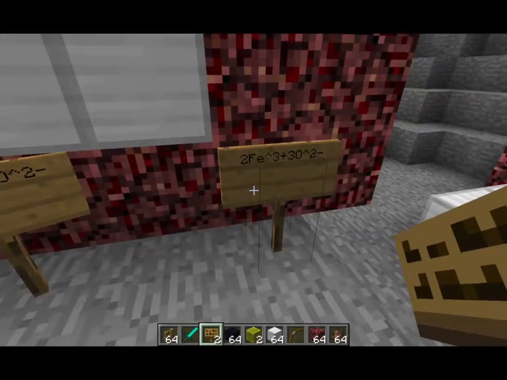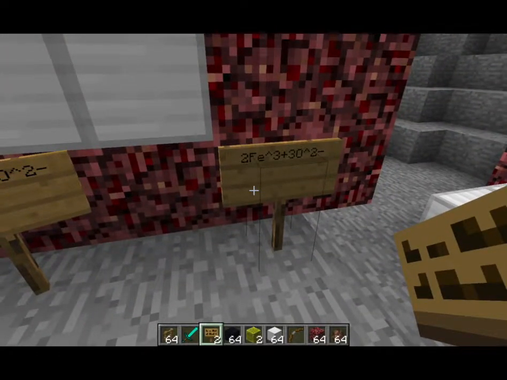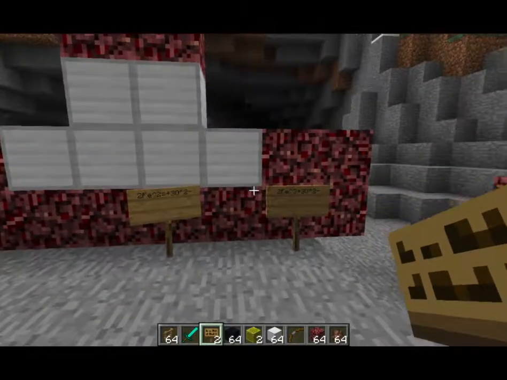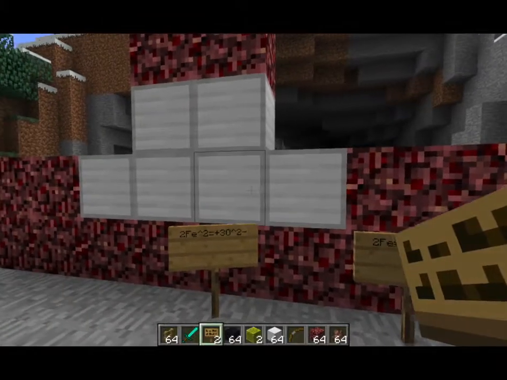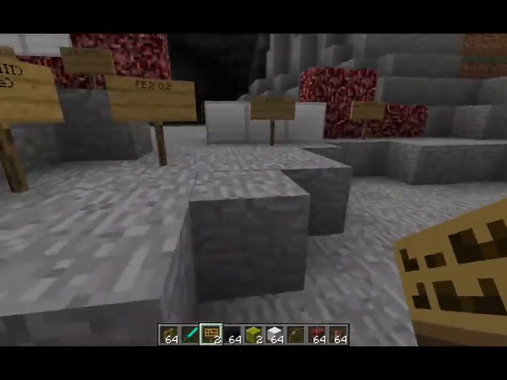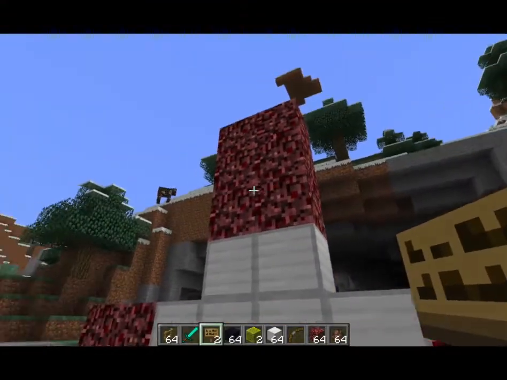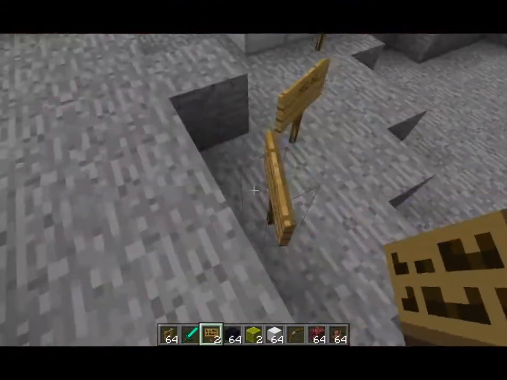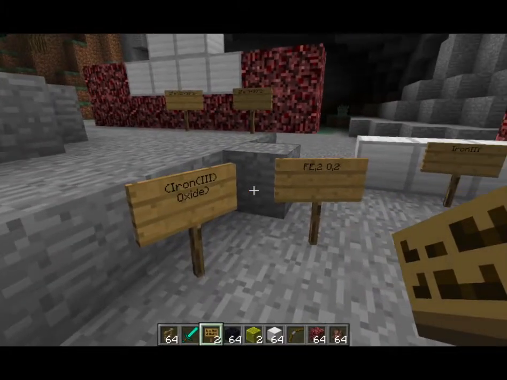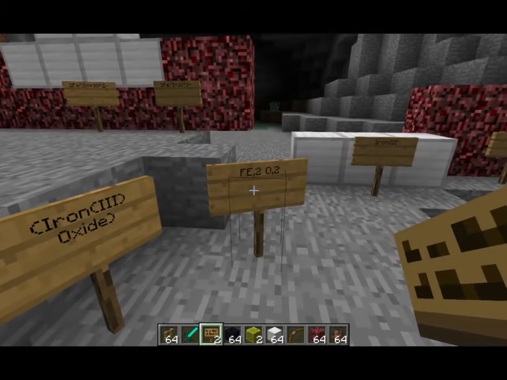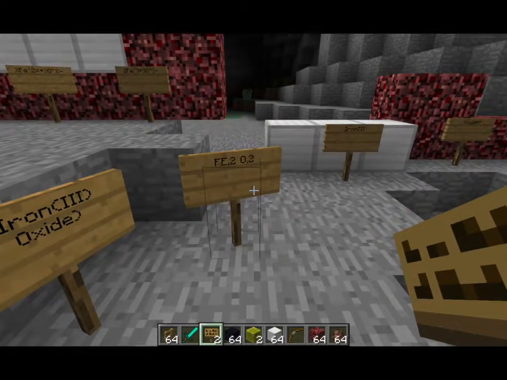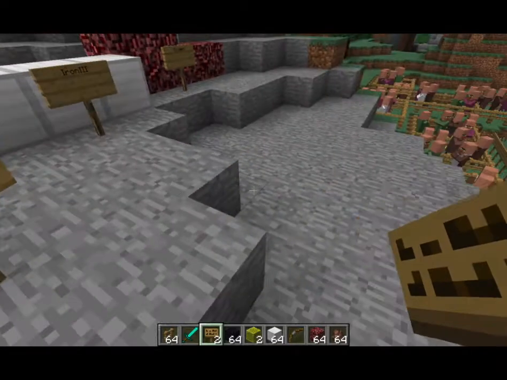Next, you need to balance the equations by writing 2Fe with a charge of 3 and 3O with a charge of -2. The blocks model how the equation is balanced with 2 iron and 3 oxygen. And the iron shows that there are 3 valence electrons in the iron and 6 valence electrons in the oxygen. Then you write down the chemical formula by writing Fe subscript 2 O subscript 3.